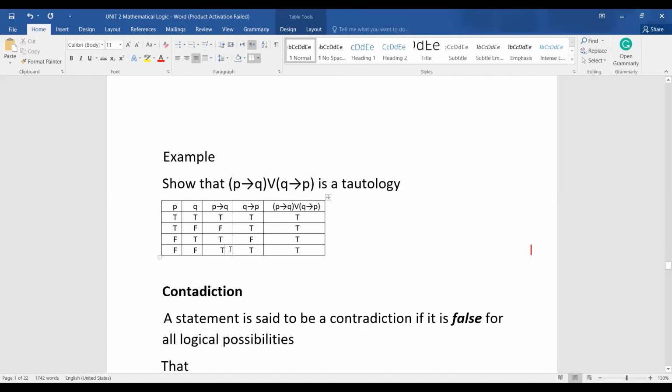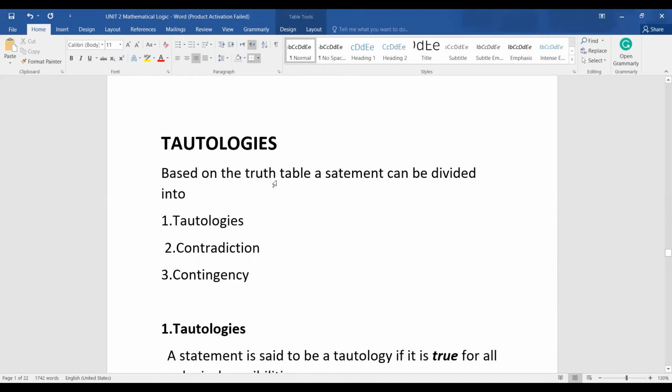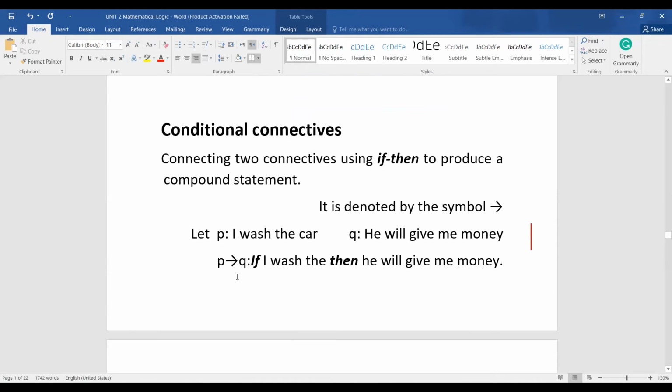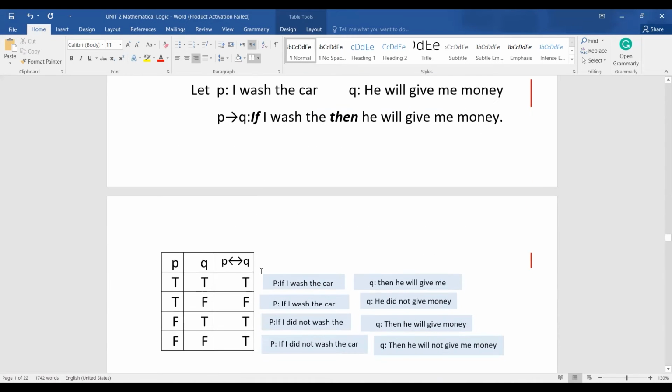So what does this statement P arrow Q mean exactly? The conditional connective arrow is if then. We took the truth table: if it is true, true, then true. If it is true, false, then it will be false. If false, true, it will be true. And if false, false, it will be true.